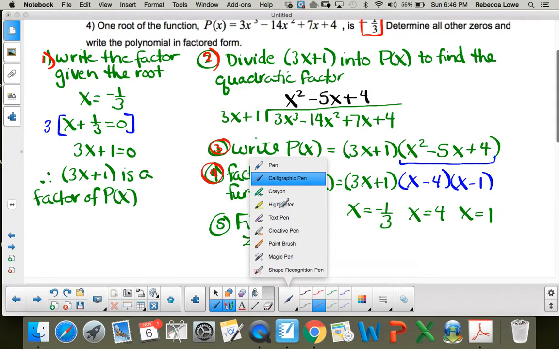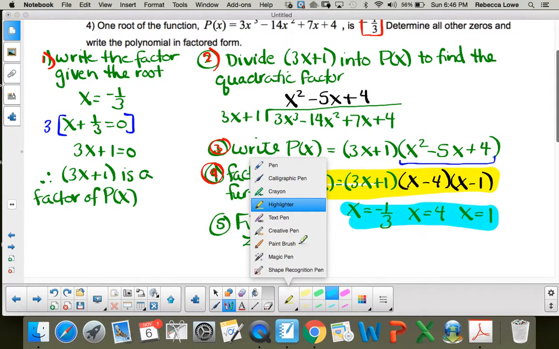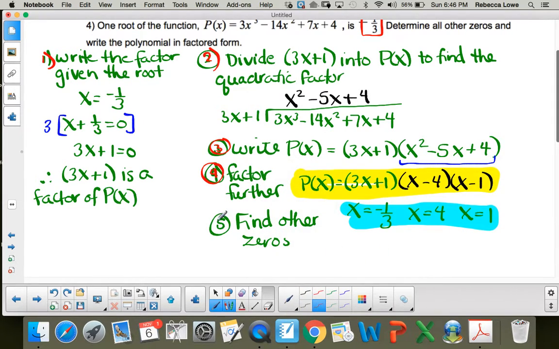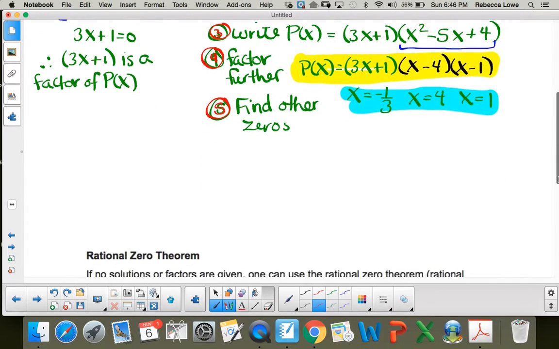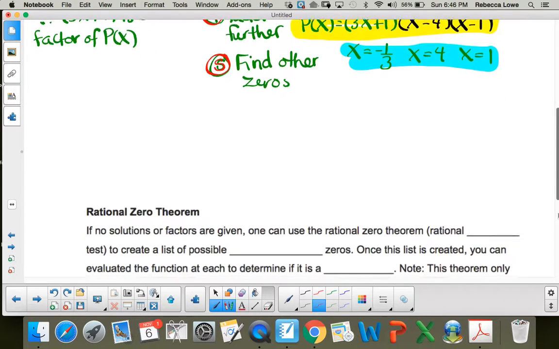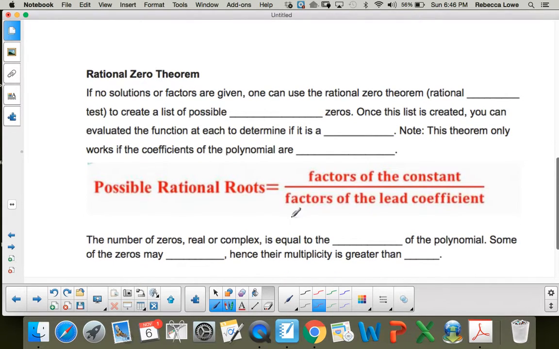So the complete factorization of p of x is right here in yellow. Make sure you always write the complete factorization. And then the complete solution, all 3 solutions which happen to be real, are written right there. The degree is 3, so you can have up to 3 real solutions, but no matter what, you always have 3 solutions, whether they're complex or real. Now, let's say you're not given any root. You're not given any root, or you're not told any factor. You can use what's known as the rational zero theorem to find some possible roots.